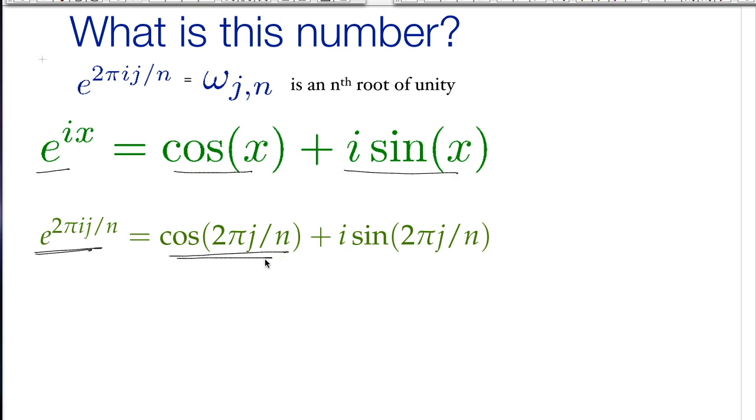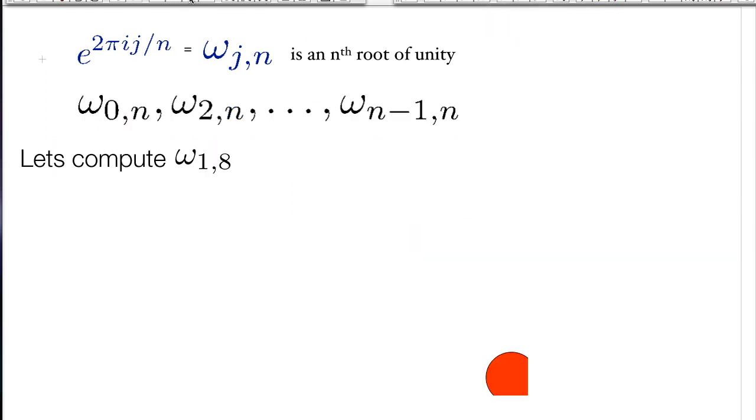And so now when you plug this in, e to the 2 pi i j over n, this is cosine of this number plus i times sine of this number. Now, all of you are familiar with sine and cosine. You've proved to me this fact on your handout there. And so all of you are capable of computing this first eighth root of unity.